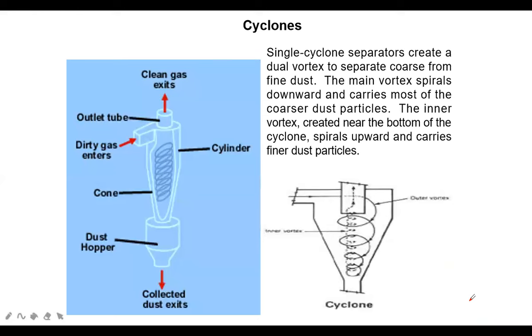See this, what I explained to you. Dirty gas in is fed tangentially to the, see this, this is the cylinder, this is the tangent, sorry. Fed tangentially to this system called a cyclone. So the moment it comes in, it comes at very high velocity, high pressure.